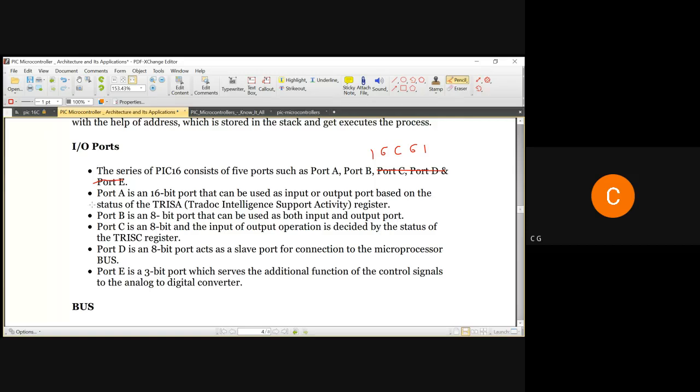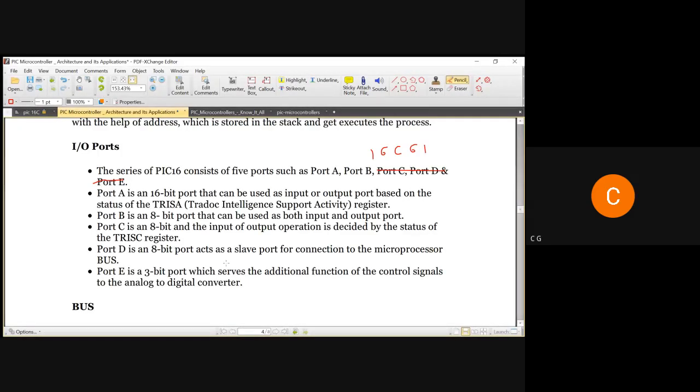Port B is an 8-bit port that can be used as both input and output port. Then port C is again 8-bit. For additional knowledge, because once we see 61 we need not seriously focus on port C, port D, only for our knowledge purpose, these are 8-bit, and operation is decided by the status of the TRIS C. So all these ports, only port A is smaller, and these are 8-bit, 8-bit.